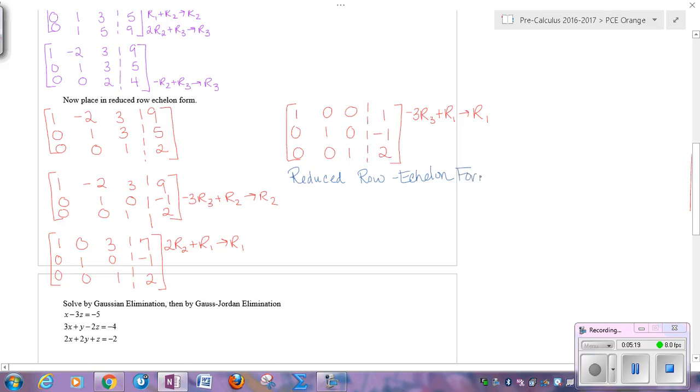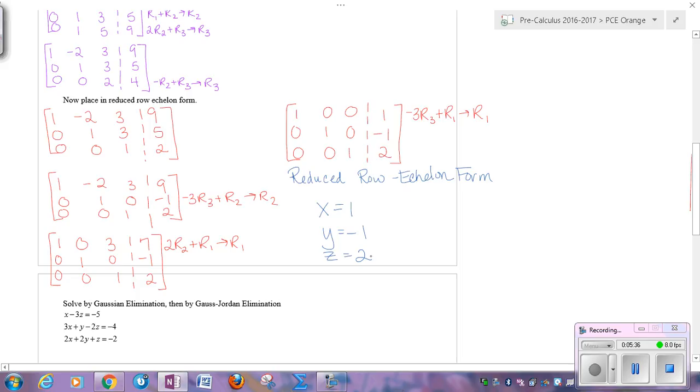Okay, now what this does is this has taken the place of back substitution. So I now know all of my variables. If I look at my first row, x is equal to 1. I look at my second row, y is equal to negative 1. And then I look at my third row, z is equal to 2.